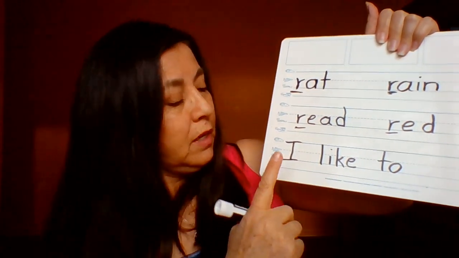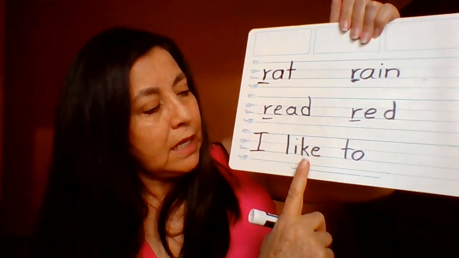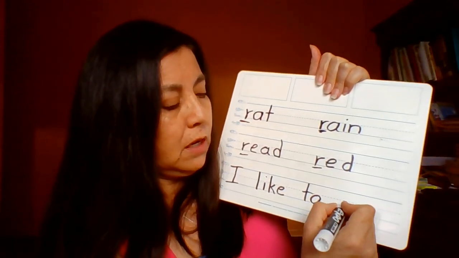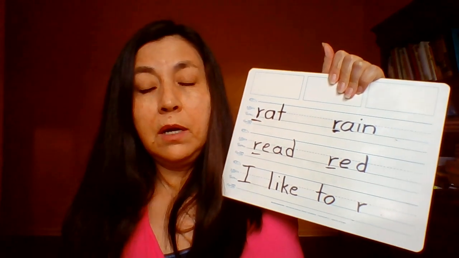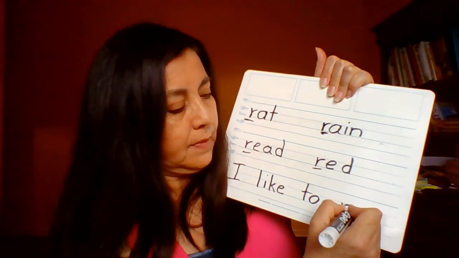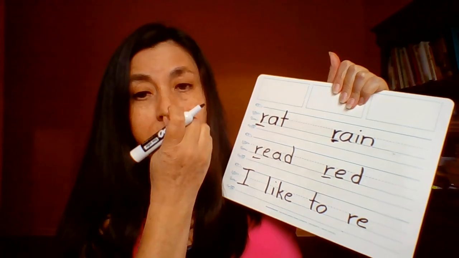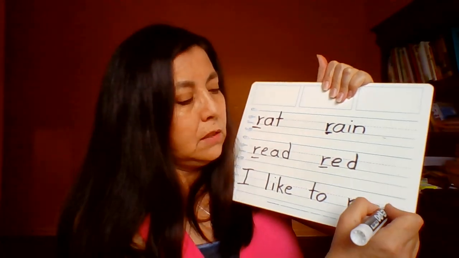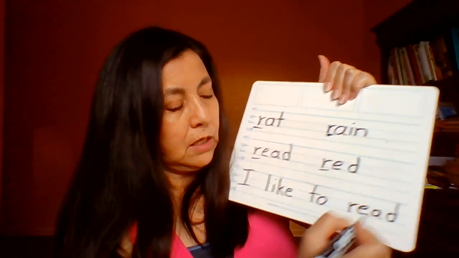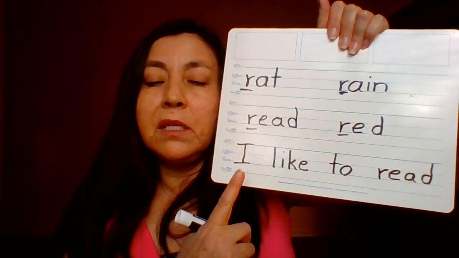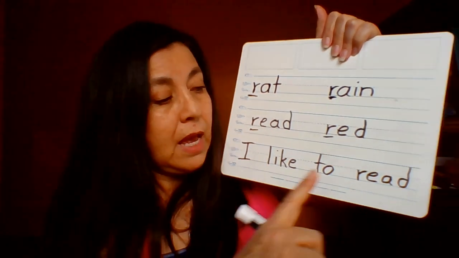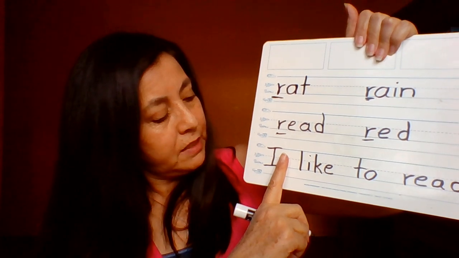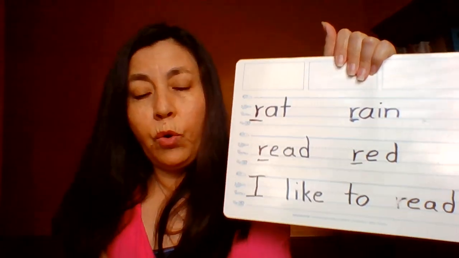Okay, let's review and see if we remember what we wrote. I like to read. So we're going to write read. E. And read is special. Has an A here. Read. So our sentence begins with a capital letter and ends with a period. And we leave space between words.